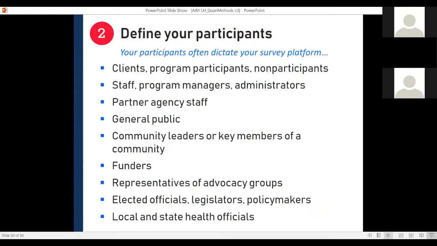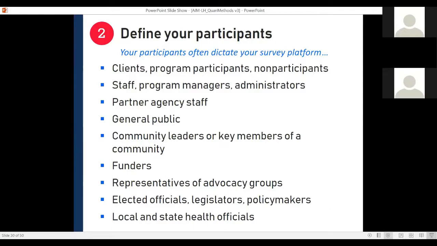The next thing you want to do is define your participants. Oftentimes when we come up with the purpose or goal of our survey, this is pretty much clear. But if it's not, make sure that it's crystal clear. It could be a couple of different groups. It doesn't have to be just one. But it's really important to know who your participants are because it often dictates what type of survey you'll go about using or collecting.